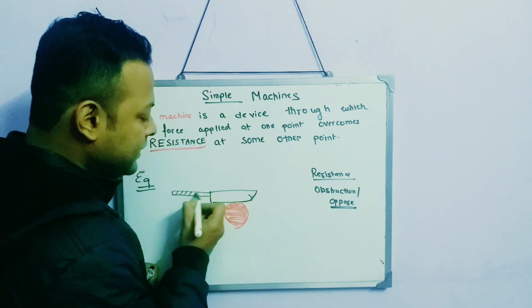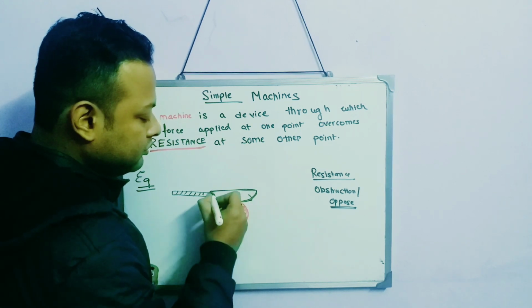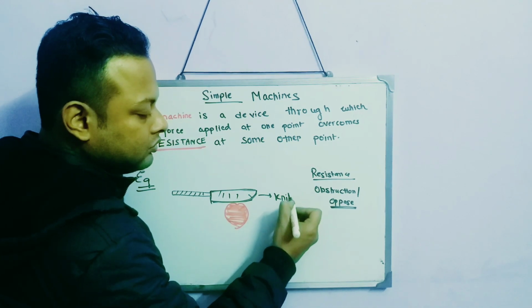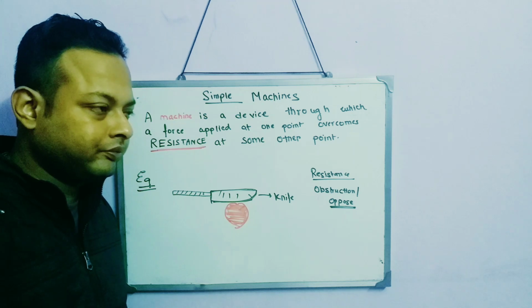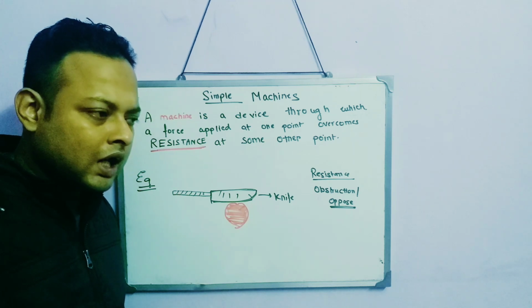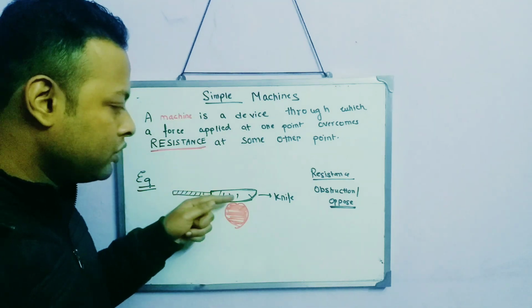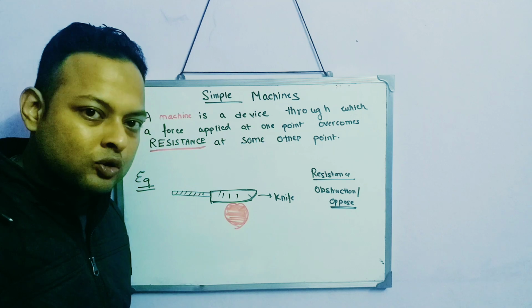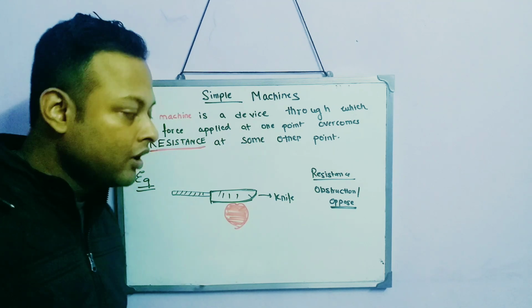Okay, this is the handle of the knife and this is the knife itself. Now with the help of the knife, I can cut this apple. But let me ask you a question. If you just put the knife on the apple, will the apple be cut into two halves by itself? No, that never happens. Why?